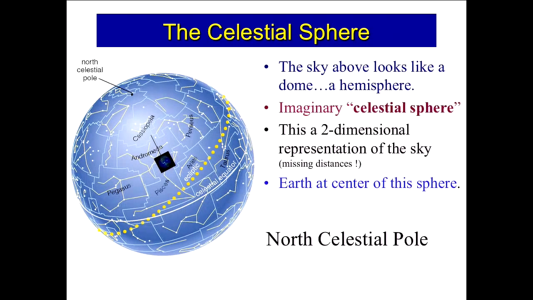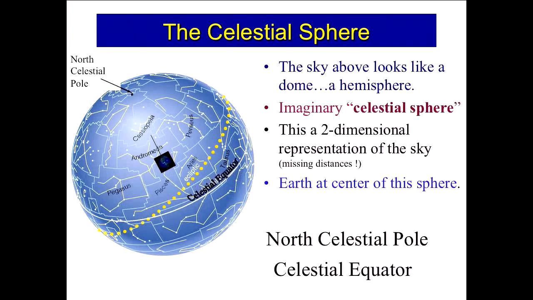And one of them is the North Celestial Pole right there. Where is the North Celestial Pole? Well, you take the Earth's spin axis, and there's the North Pole of the Earth, and you extend it to infinity. And that northern polar axis of the Earth pierces the imaginary celestial sphere, and we call that the North Celestial Pole. Obviously, there's a South Celestial Pole as well. There's the North Celestial Pole.